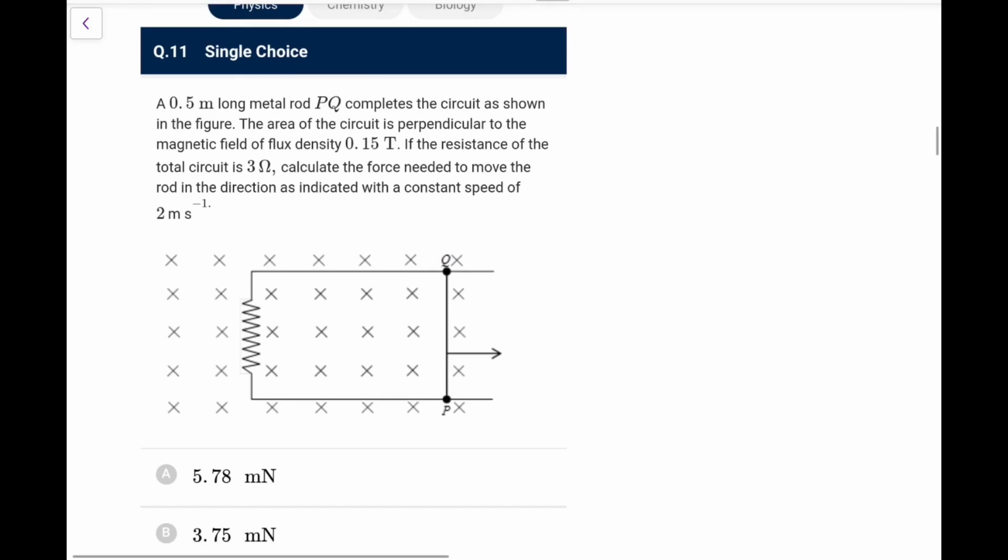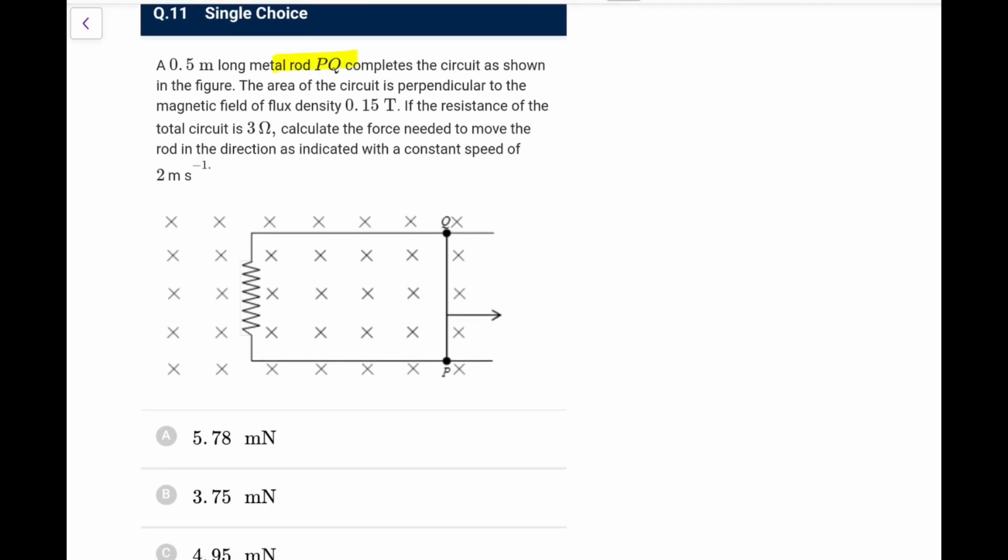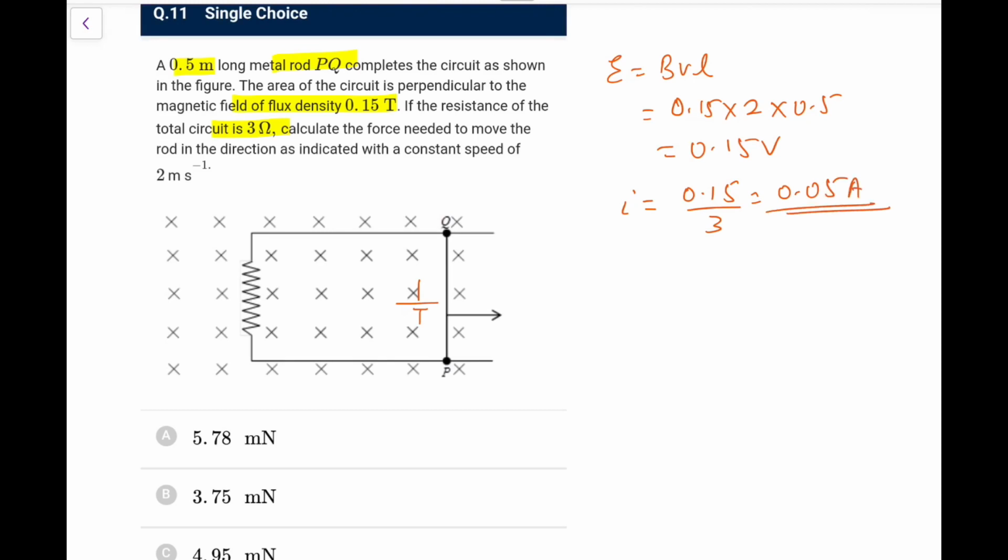Next one, a 0.5 meter long metal rod PQ completes the circuit as shown in the figure. The area of the circuit is normal to the magnetic field of flux density B. If the resistance of the total circuit is 3 ohm, calculate the force needed to move the rod in the direction as indicated with a constant speed of 2 meter per second. So when it goes like this, we know the EMF will be induced, that is BVL, and the direction of EMF you can make out would be like that. So EMF is BVL, B is 0.15, V is 2, length is 0.5, that is 0.15 volt. So the current flowing is BVL by R, that is 0.15 by 3, or 0.05 ampere.